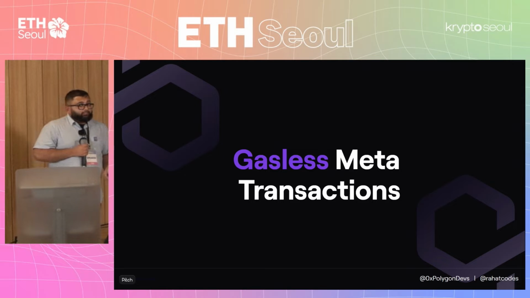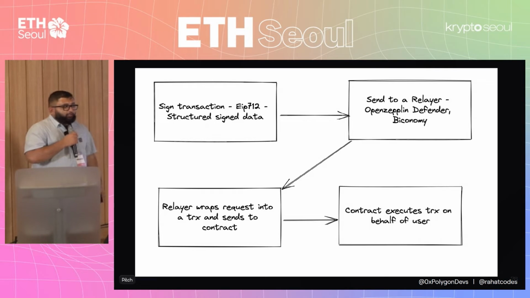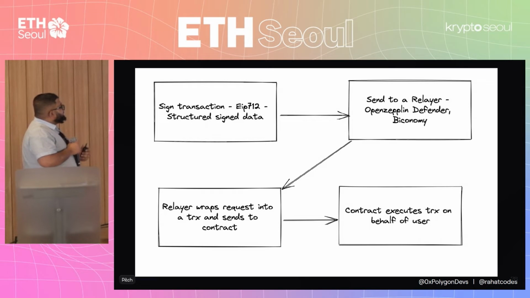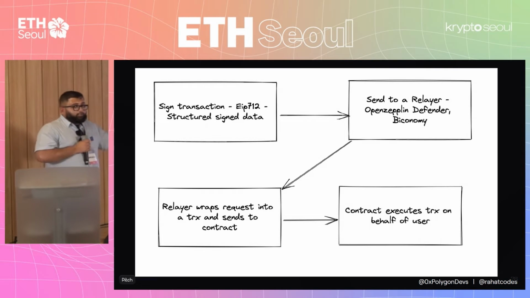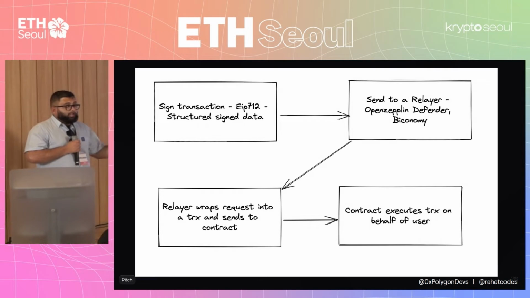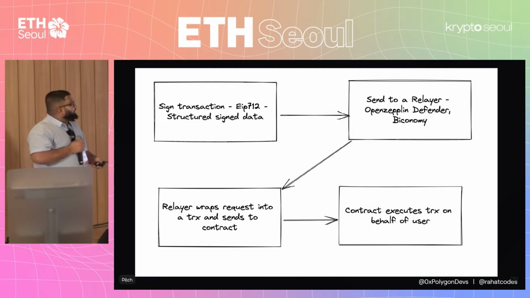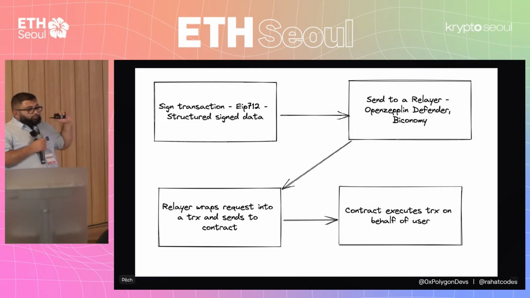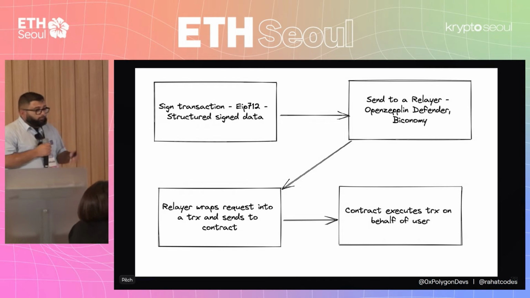In comes something called gasless meta transactions. So I have a little bit of a diagram here. I'm sorry, I'm not the best person at these diagrams, but I wanted to take you through the flow of what a gasless meta transaction would look like. I'm going to break these down, so there are going to be further slides on each of these points. The first thing you do with a gasless meta transaction is you sign a transaction using your wallet, using EIP 712 with structured signed data, and we're going to break that down a little bit further in a second. You take that signed data, you send it to a relayer, something like OpenZeppelin Defender or Biconomy.